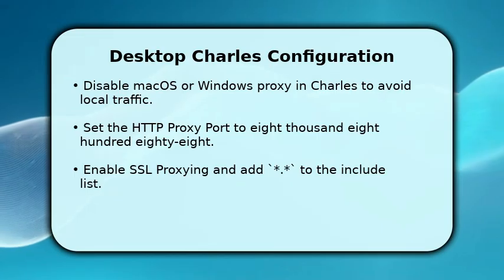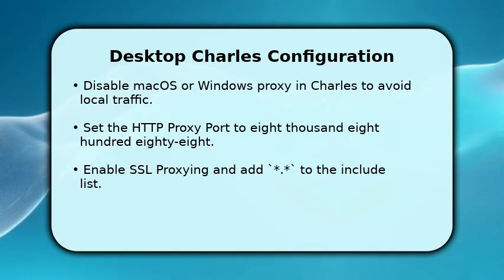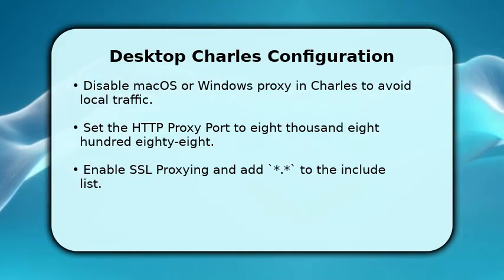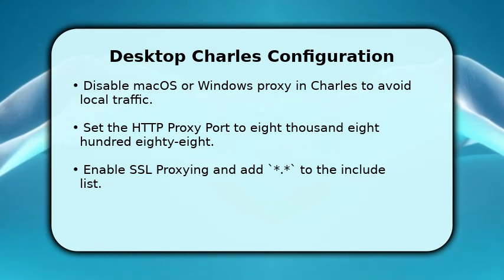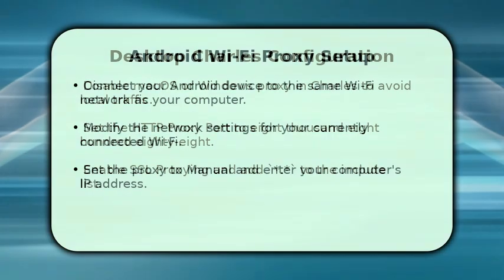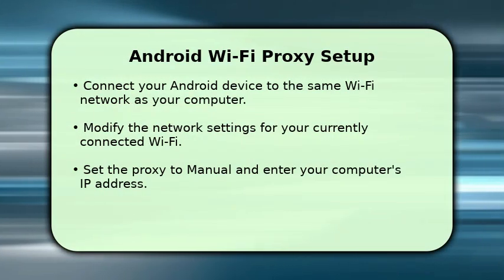8888. Then, enable SSL proxying in the SSL proxying settings and add a location with asterisk, asterisk for both host and port to capture all SSL traffic. Finally, find your local IP address under the Help menu. Now let's configure your Android device.